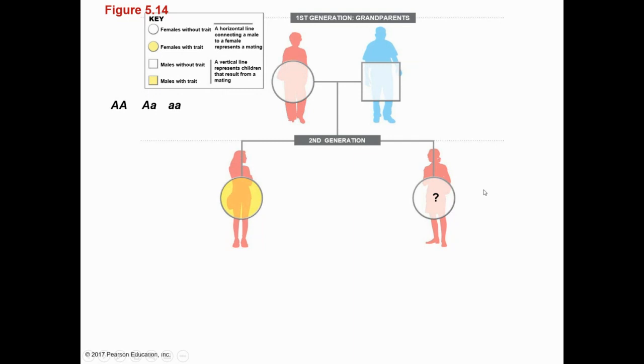Any thoughts so far? Is it capital A, lowercase? That definitely could be a possibility. And why did you choose that one, Brittany? Because it's not two dominant traits that would make it have a trait.